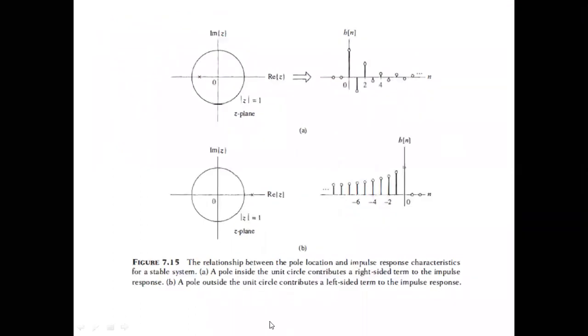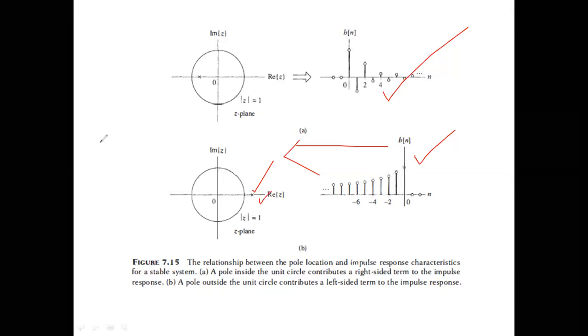So similarly, what is the rule for a stable system now? If the pole happens to be inside the circle, the system can be stable. If the pole lies outside the circle, then also the system can be stable, given that the system is left sided. Given that the system is left sided, that means this system is anti-causal. The system is non-causal in nature. It is going to the left side. It can be stable.